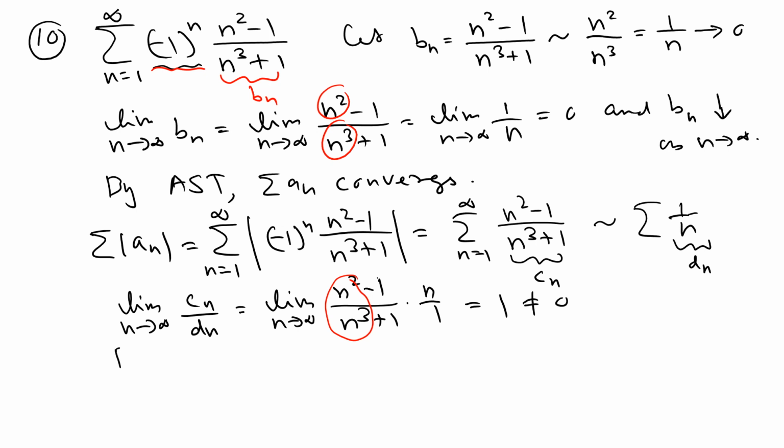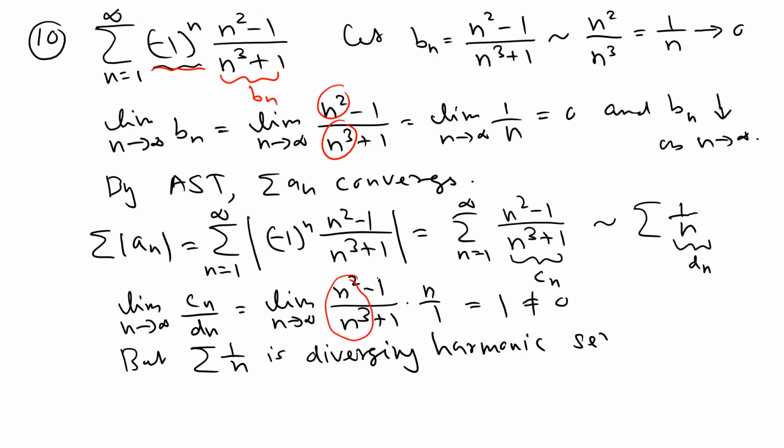So that means by the limit comparison test, before that we need to write that the comparison series 1 over n diverges. It is the harmonic series, the diverging harmonic series. This is a special case: 1 over n is the diverging harmonic series.